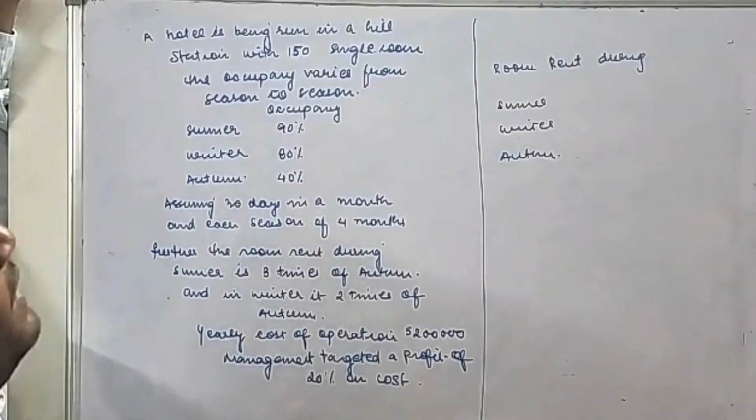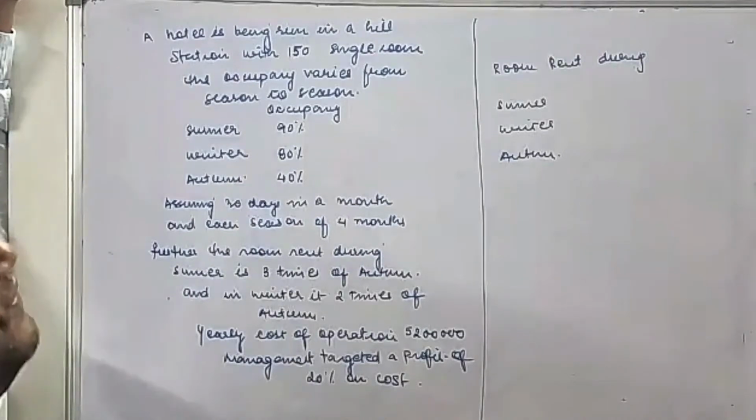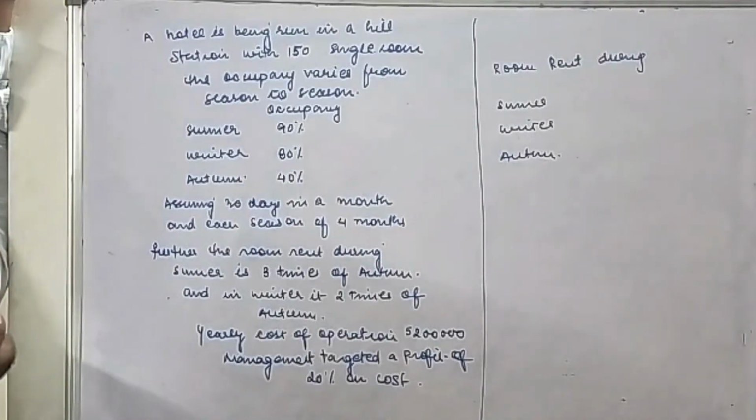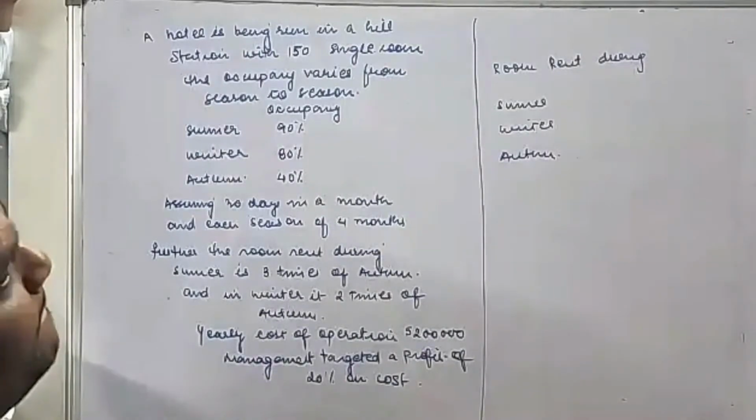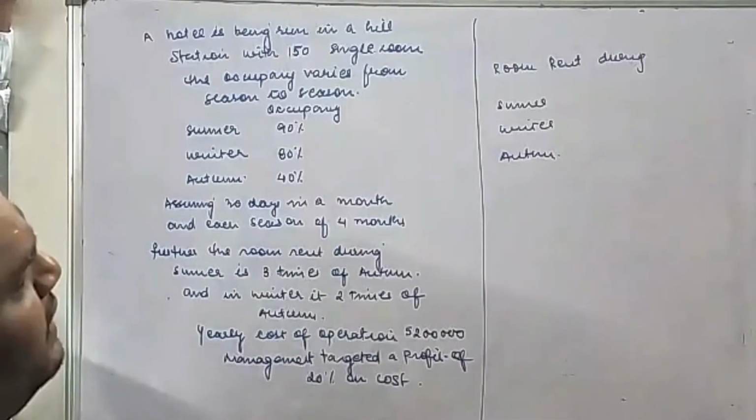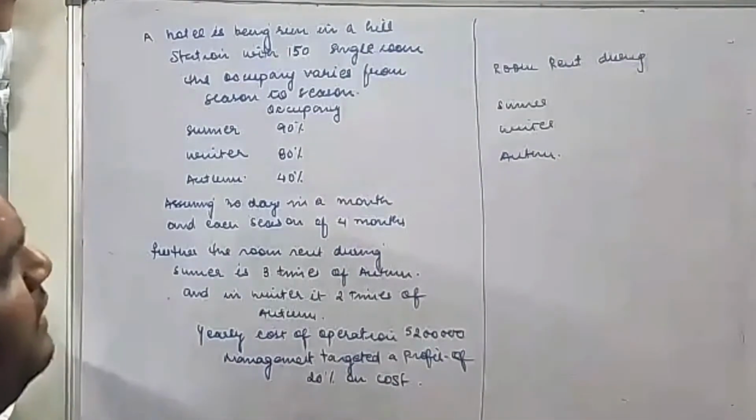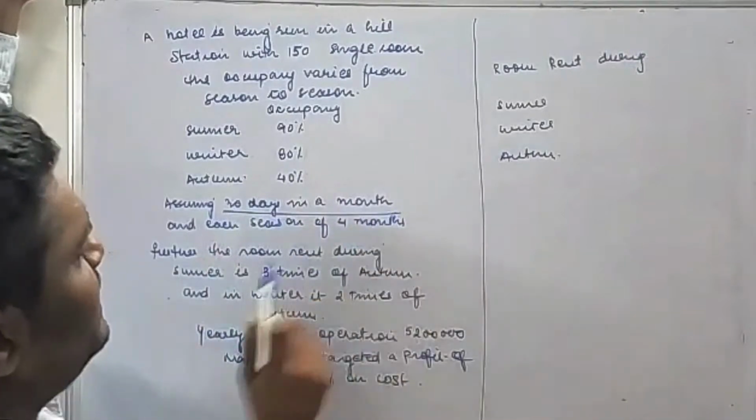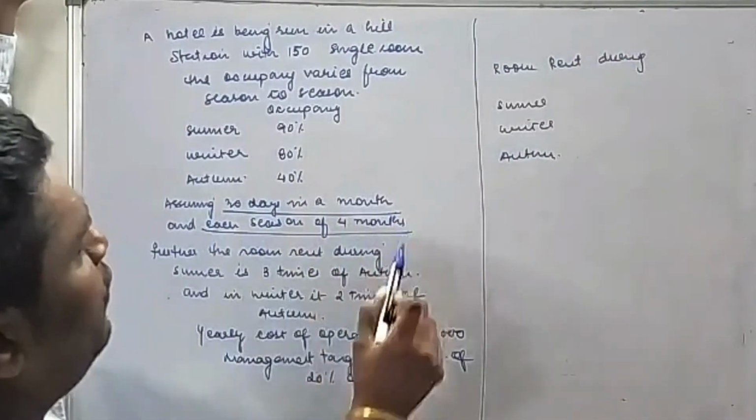So a hotel is being run in a hill station with 150 single rooms. The occupancy varies from season to season, wherein during summers the occupancy is 90%, in winters it is 80%, and during autumn it is 40%. Assuming 30 days in a month and each season for 4 months.